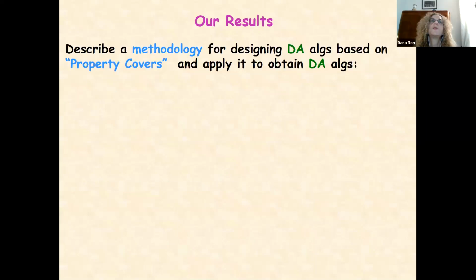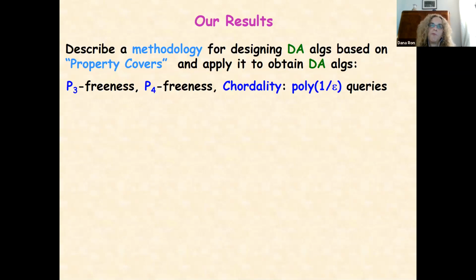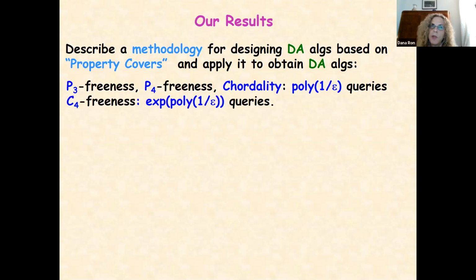Okay, so what are the results? What we do is we describe a kind of methodology for designing distance approximation algorithms. It's based on a notion of property covers, which I'll talk about. And then we apply this to obtain distance approximation algorithms for P3, P4, and chordality with poly 1 over epsilon queries, and for C-freeness with exponential and poly 1 over epsilon queries.